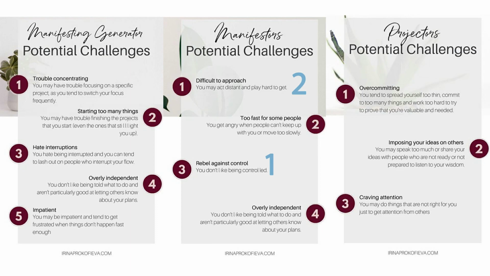Then the third on the list was number 3 of the manifesting generator challenges for me, which was to hate interruptions. Number 4 on my challenges was a projector one, number 2 projector, that was to impose ideas on others. Either speaking too much, or another way of looking at this is to not say anything at all.